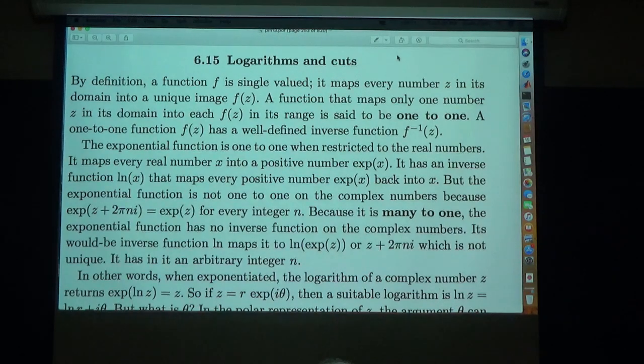Okay, now we're dealing with logarithms and cuts. The basic idea is that if you have an ordinary function, a function always maps a number in its domain to another number. And so z goes to a unique f of z. Let me see, maybe I'll do some of this on the board.